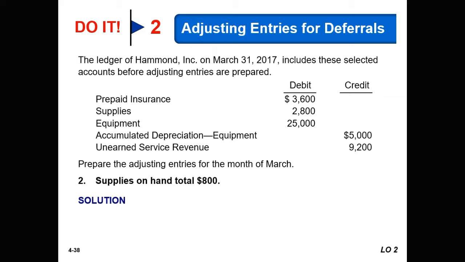We recognize that consumption, that expiration, that using up over time, that cost allocation. We go and we create an expense entry. So supplies expense of $2,000. And reduce the amount in our balance sheet to accurately reflect the true balance of what is on hand. By reducing it by $2,000, we will now have only $800 of supplies reflected on the balance sheet.